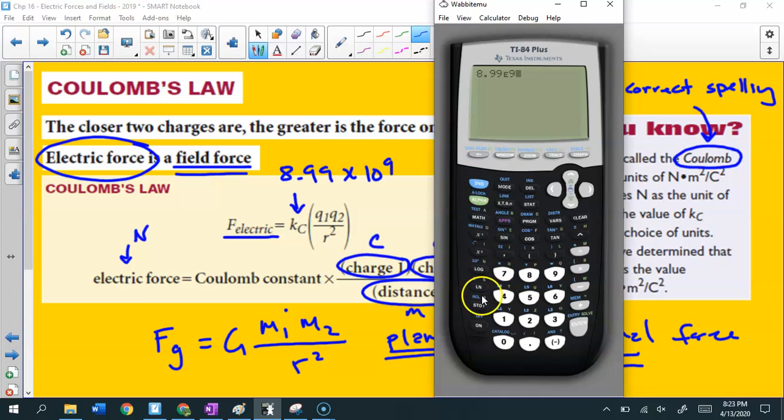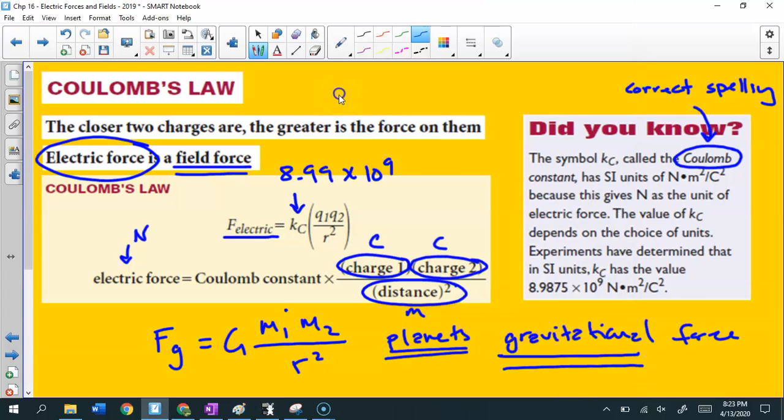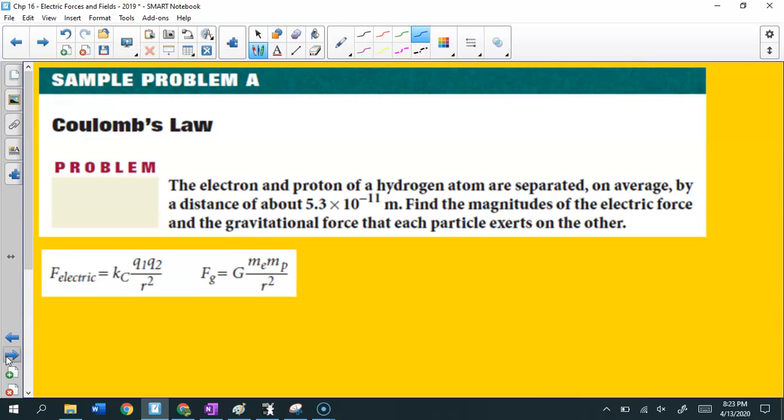Just go ahead and store that right away as your value of K. I'm just looking for K here. And then it's going to go ahead and store that for you, and that's going to stick there from now on. Okay, let's go ahead and try an example right away.